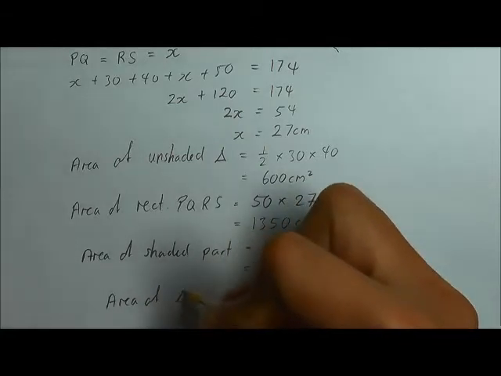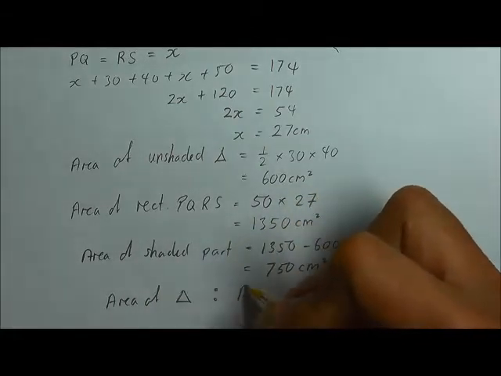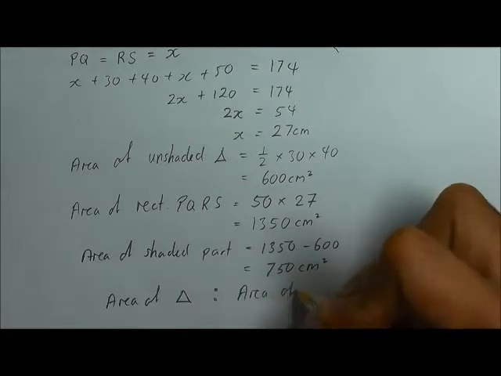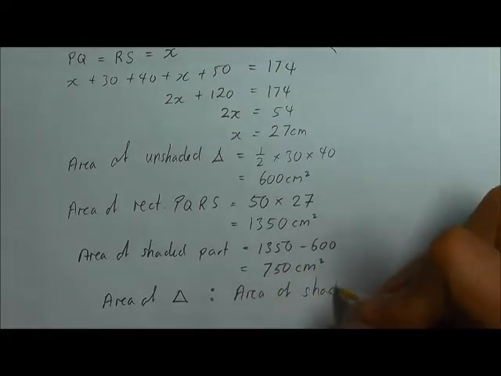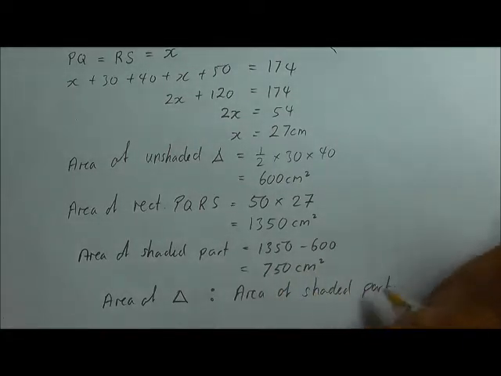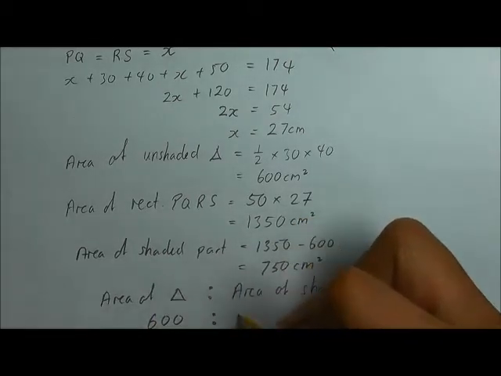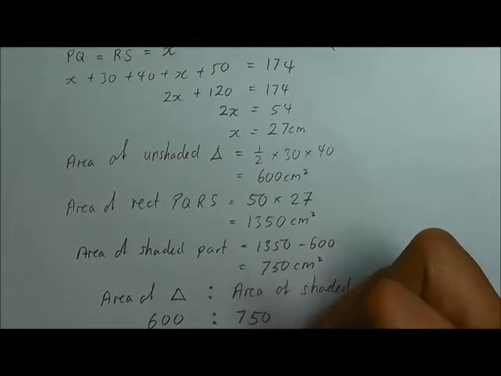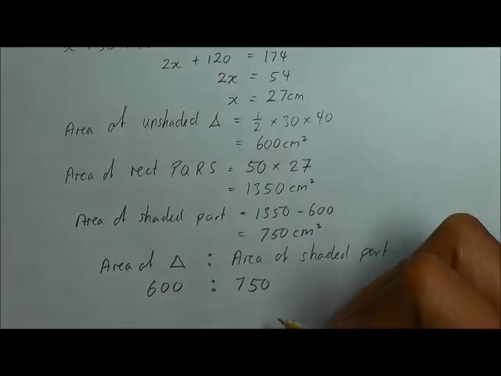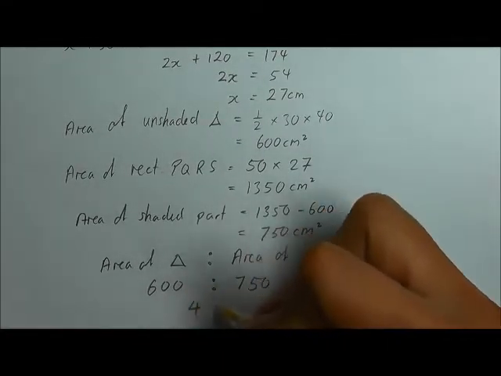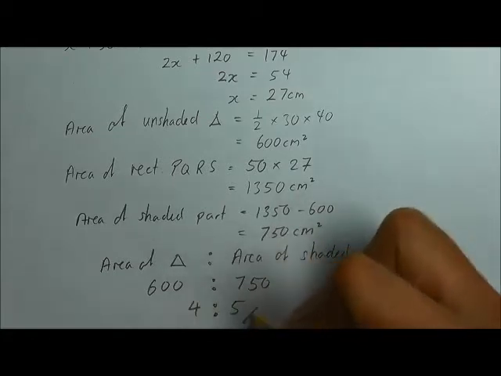So now if you want to find the ratio of the area of the triangle to the area of the shaded part, that will be just simply 600 is to 750, and if we reduce it to the lowest terms, we will get 4 is to 5.